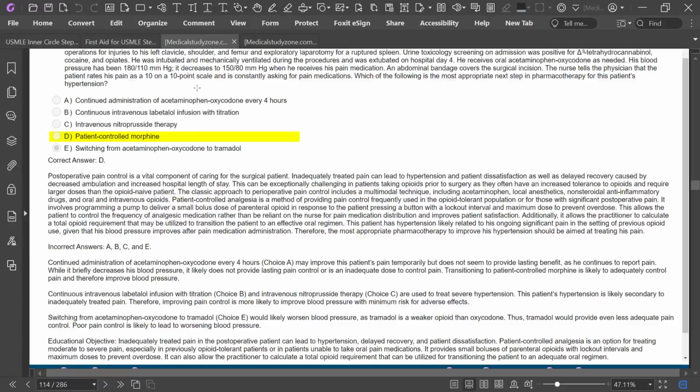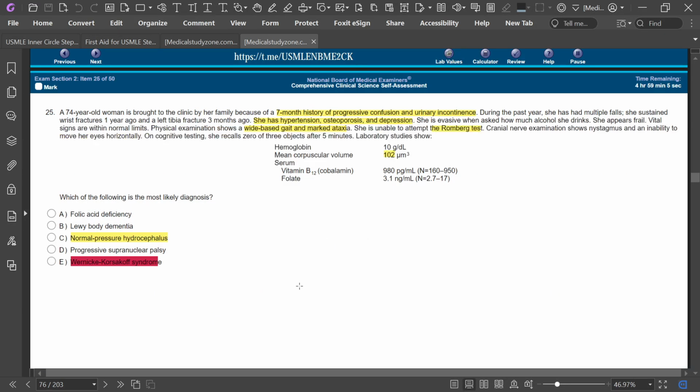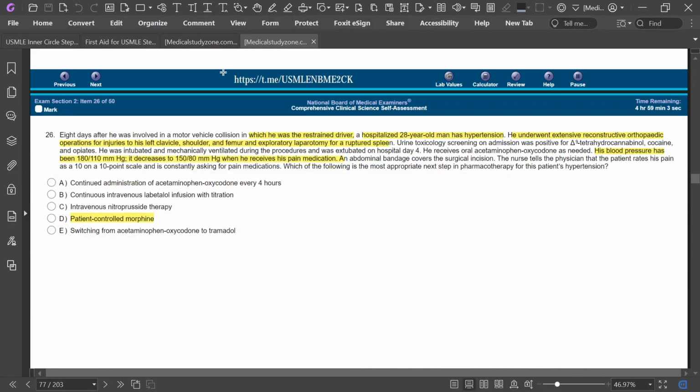Can you see my screen? Yes. Okay. Do you want me to reread the question again? No, I have listened to the question. Okay.